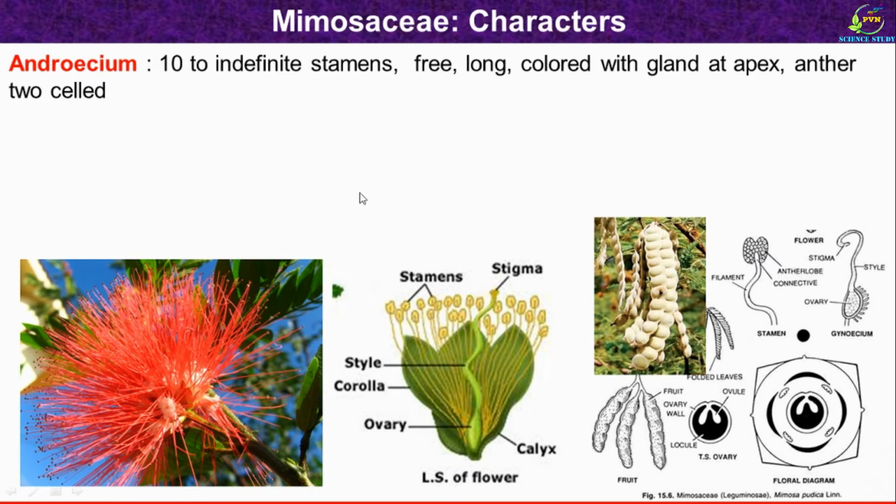Then the next essential floral whorl is gynoecium. So here you can see the gynoecium. Gynoecium is monocarpellary. That means only one carpel is present.